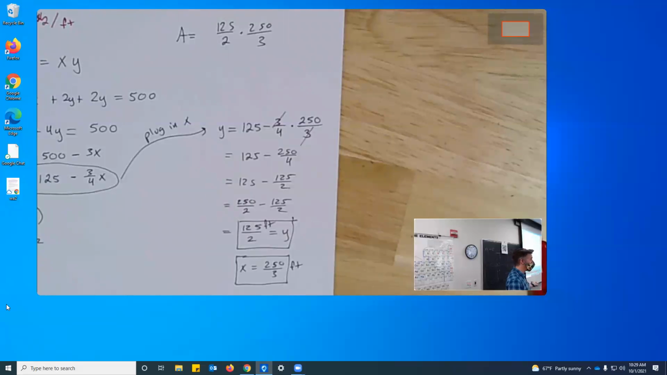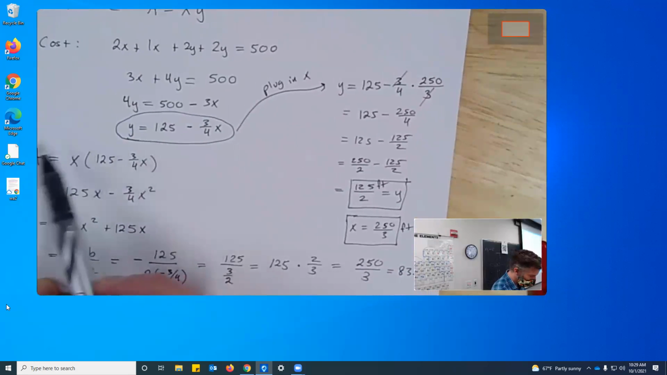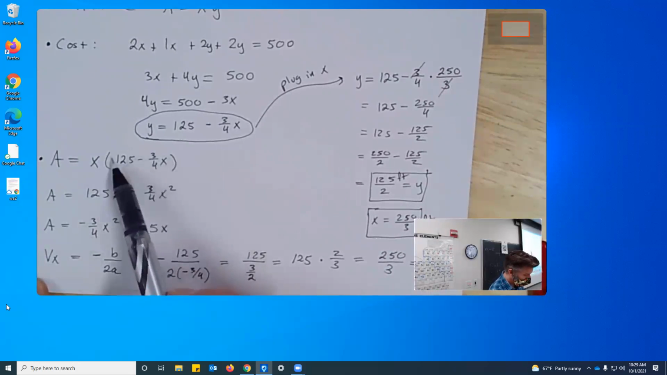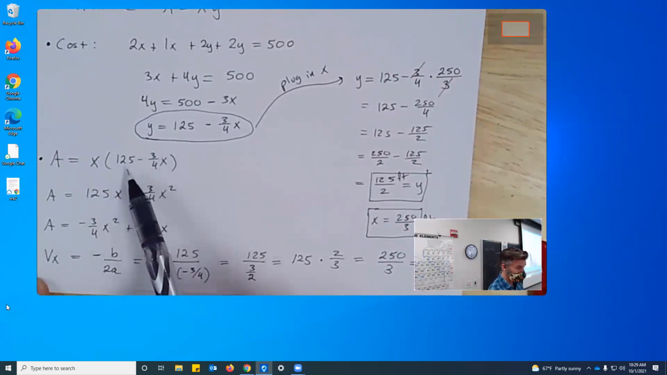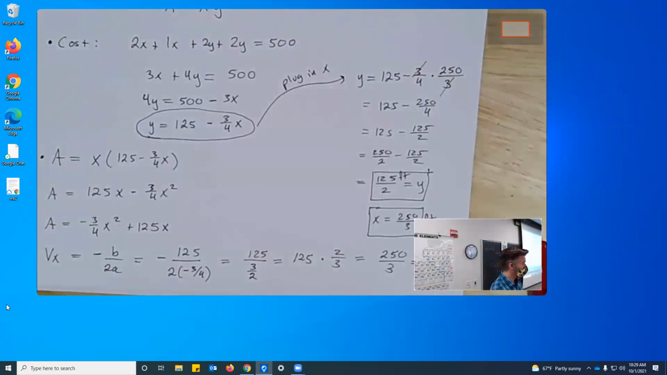In fact, you guys can see it. Look over here at my area equation. If you plugged in x equal to 250 over 3, this is exactly what the corresponding y value is. So you get those two numbers together, and this is exactly the second coordinate of your vertex.